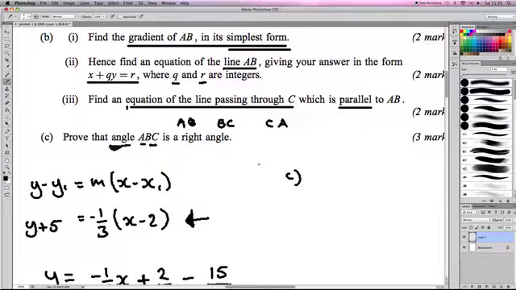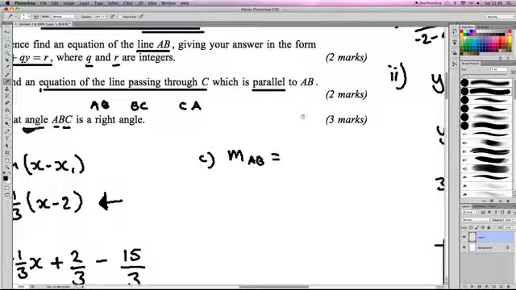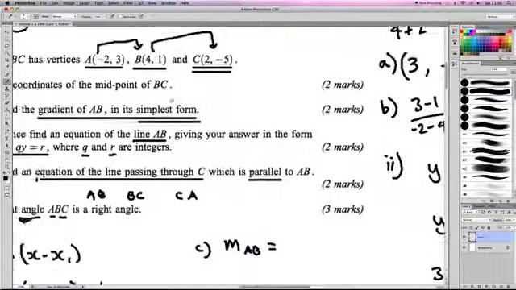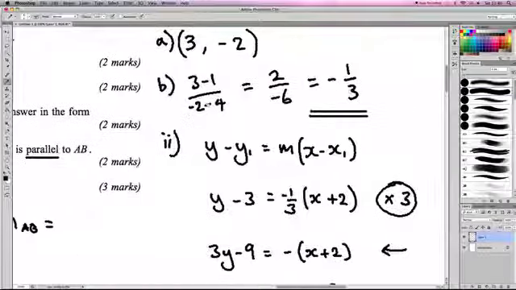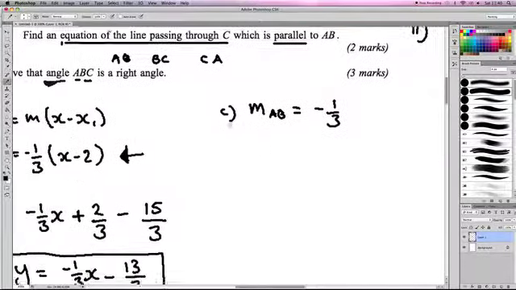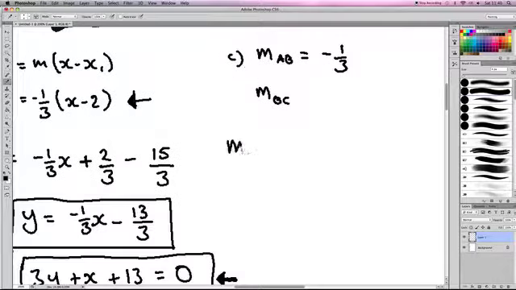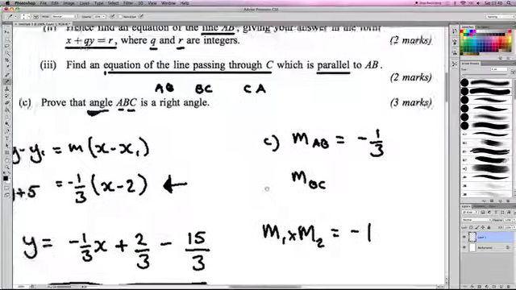So all you need to look for is your gradient for A to B, which you have somewhere around here. Where is it? Part B, I minus a third. So all you need now is the gradient for B to C, because what we're going to do is we're going to do this to prove that it's a right angle.